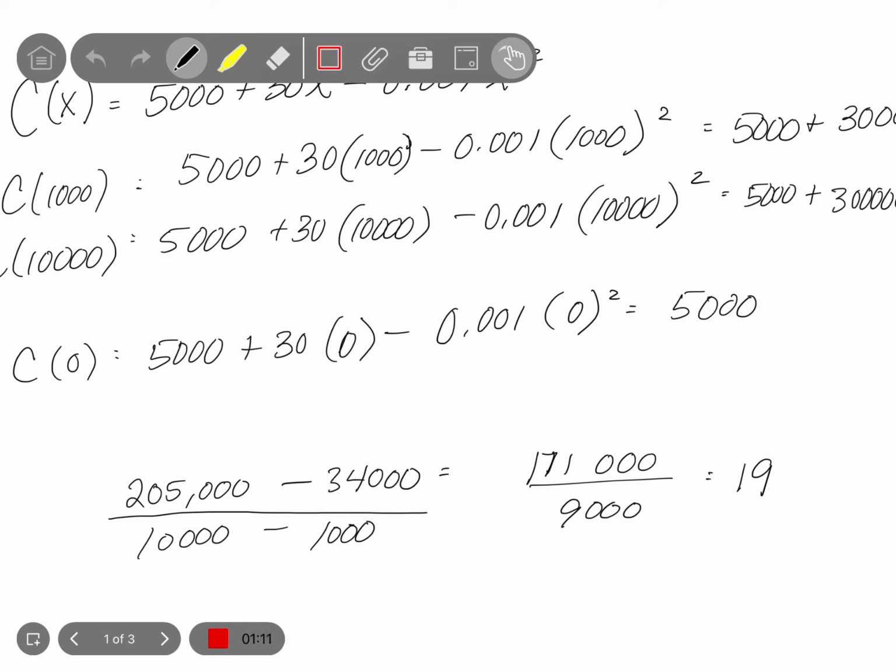Then the last part of number 7, it says find the net change and the average rate of change. And so the top part of that fraction there where it says 205,000 minus 34,000, 171,000, that's the net change. And then the average rate of change is I divide it by the difference in the numbers that you plugged in, and I get 19. And what that stands for, the average, it would be your book cost, or like on average it costs $19 to make. Okay, that's number 7.